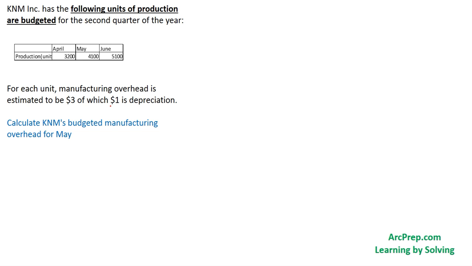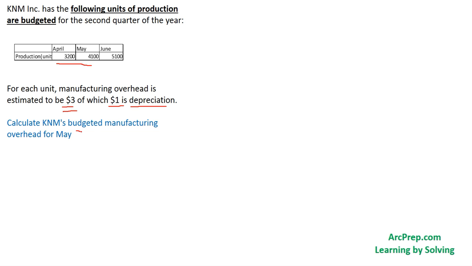Let's continue with budgeted manufacturing overhead. Now, what we are given is the same production schedule as before, and we are estimating that the manufacturing overhead is going to be $3 per unit. One thing I need to mention is $1 of that $3 is depreciation. It is going to become important when we are calculating the cash outflows or cash disbursements.